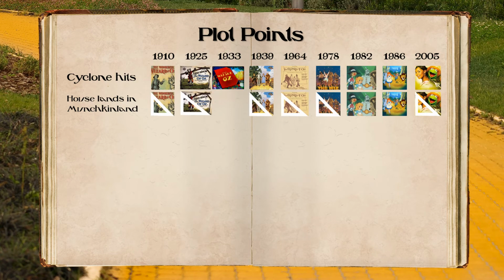In 1939, the house lands in the middle of a Munchkin city, not in the countryside. In 1964, Dorothy is carried off on a cellar door. In 1978, she's carried off with Toto without a house or door or anything else. And in 2005, the double-wide trailer lands in a Munchkin city rather than the countryside.